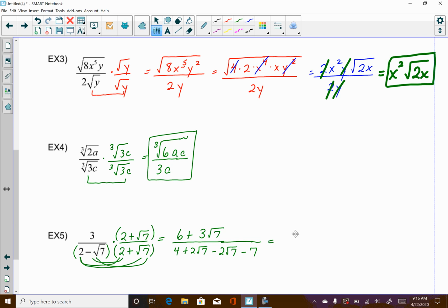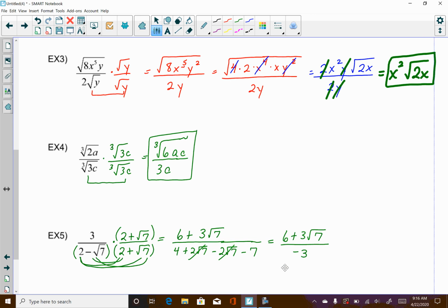Let's start cleaning up a little bit. So the top I can't do anything with yet, so 6 plus 3 square root of 7. On the bottom, these 2 square root of 7s, one's positive, one's negative, so they cancel out. 4 minus 7 gives me negative 3. Now, I guess technically you could leave it like that, but fundamentally in math, they typically don't leave the negative in the bottom.